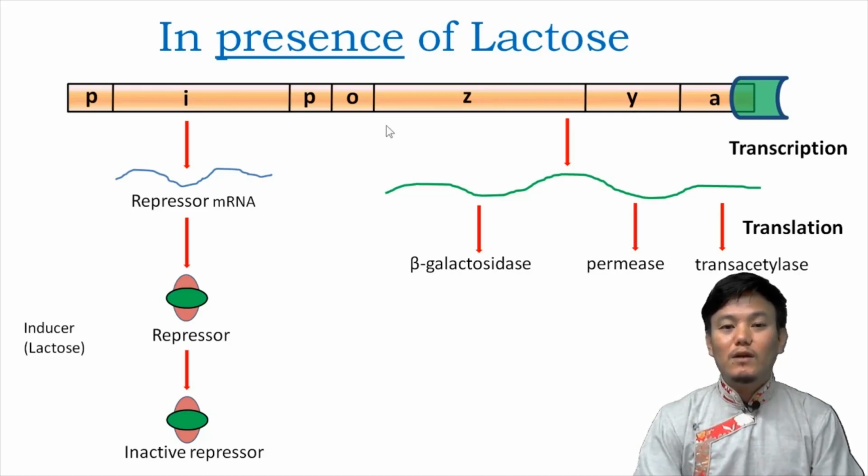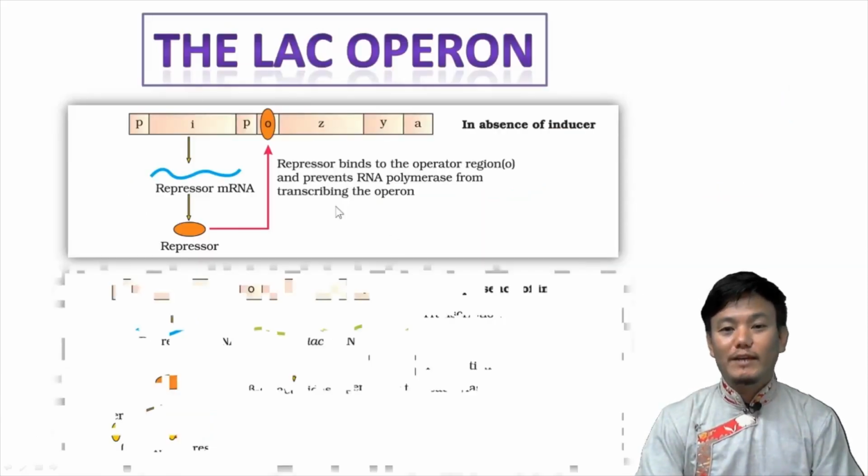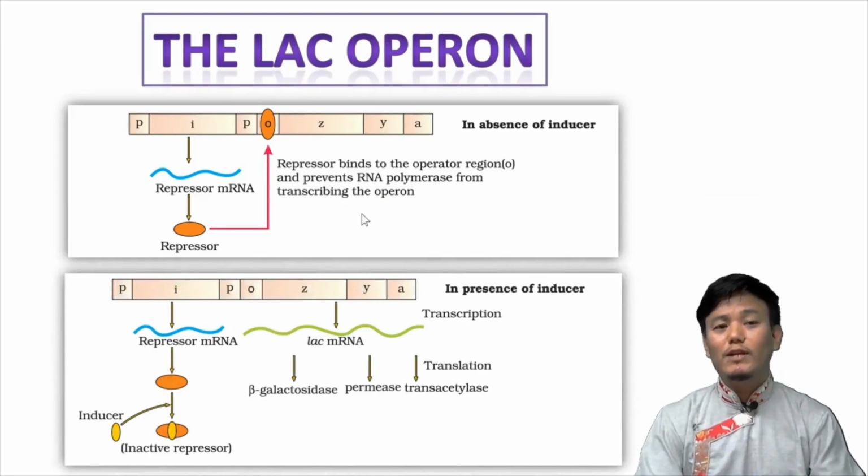These polycistronic structural genes lead to the formation of three different proteins, or three different enzymes. This state of the operon is said to be the switched on state. So the lac operon is in the switched on state when there is presence of lactose. That is what the diagram is trying to explain. I hope you are clear about this one.